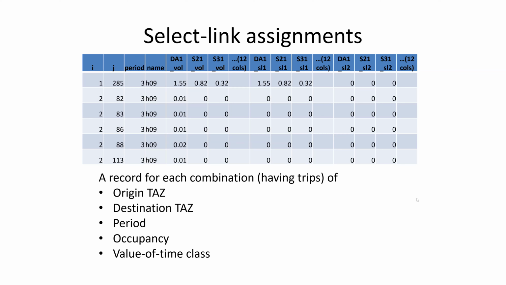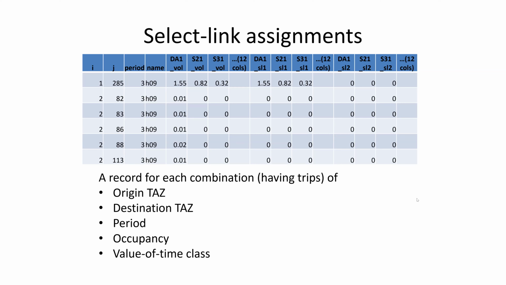And you know, in this example, we just happened to pick a few records from the list. There's a case where one of the directions had all of its trips use the select link, but not the other, of course. And then a few more records where the origin destination just didn't use the select link at all.